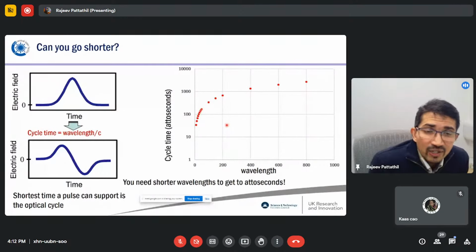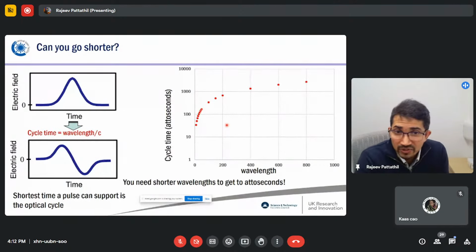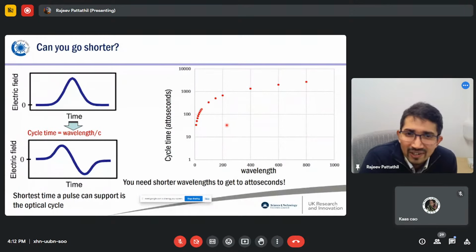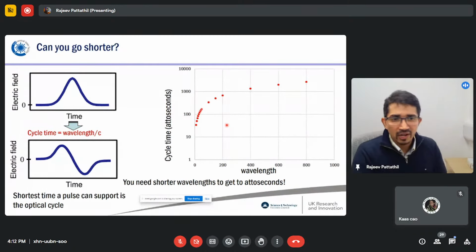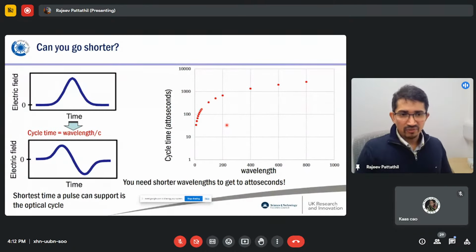So we saw that we can actually get femtosecond pulses, but can you go shorter? I mean, our ultimate aim is to get to attosecond pulses, and this is where you come to the fundamental limit of what light actually means.